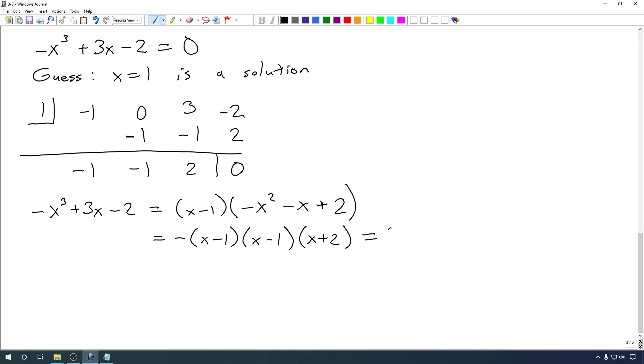But since we're setting this equal to 0, we want this original polynomial to equal 0. We're actually asking what are the actual x values that make it 0? Well, that's going to boil down to 1 from either one of these two factors and negative 2. I'm going to go ahead and put these into a number line.